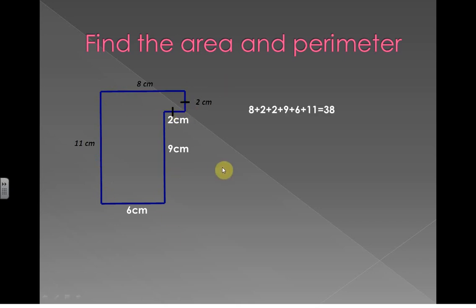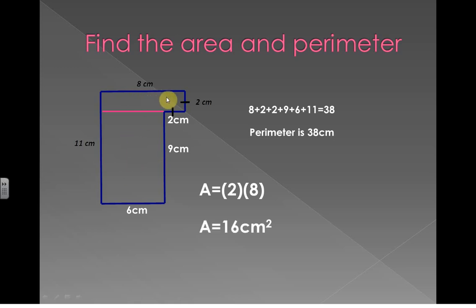So for the perimeter, I just add up all of those sides. So 8 plus 2 plus 2 plus 9 plus 6 plus 11. I went here and I went around. And that's 38 centimeters. And then to find the area, I'm going to cut it into this rectangle down here and the rectangle up here. And that's 70 centimeters squared when you add them up.